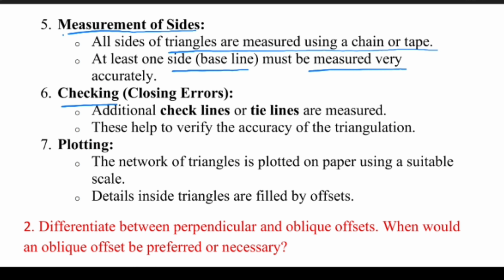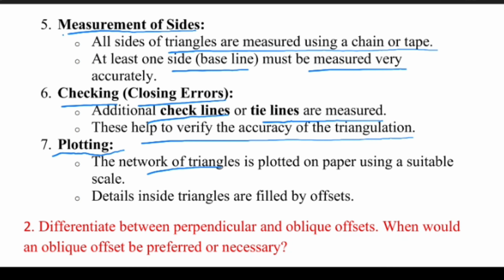Next is checking, where we need to find out the closing error. You have to add additional check lines or tie lines to be measured, and based on that, verify whether you get a proper triangulation. After that you can plot. You plot the network of triangles on paper at a suitable scale, and with the help of offsets you can construct the triangles in a sheet. This is the procedure for chain triangulation.